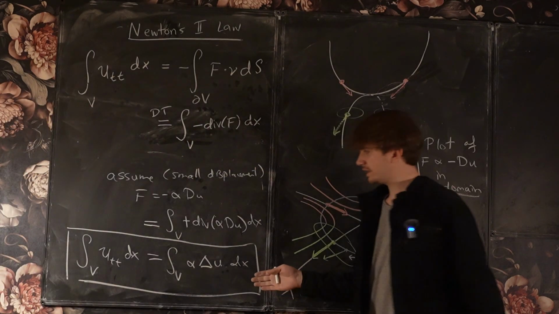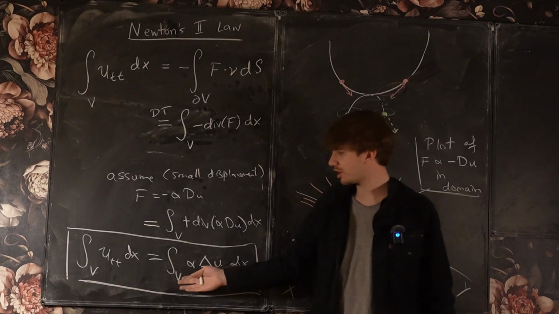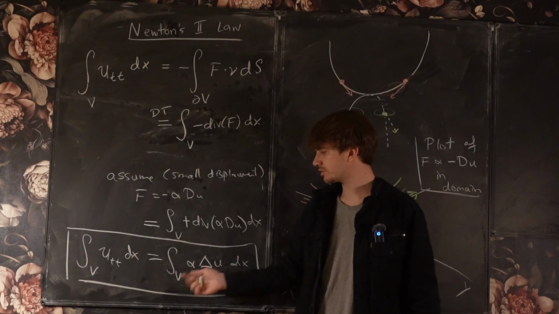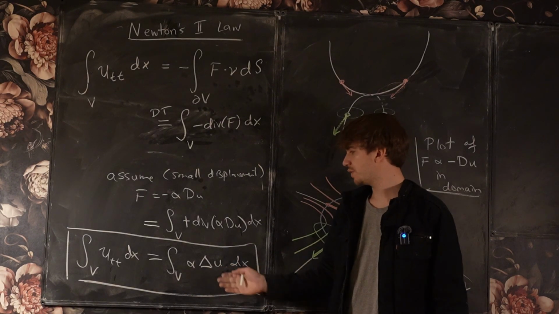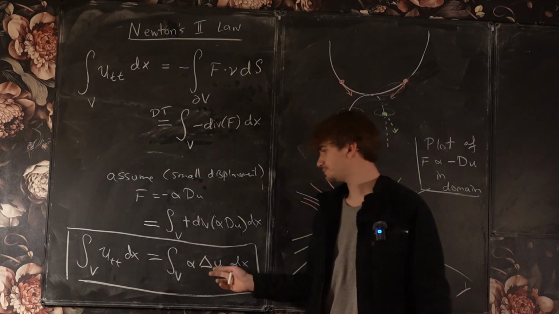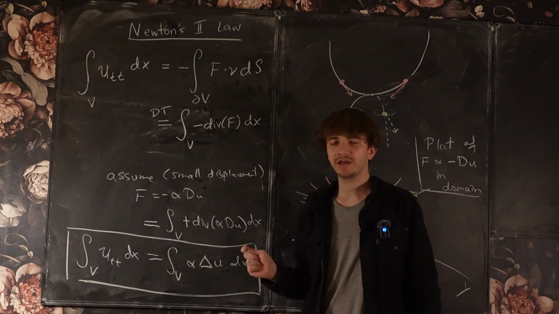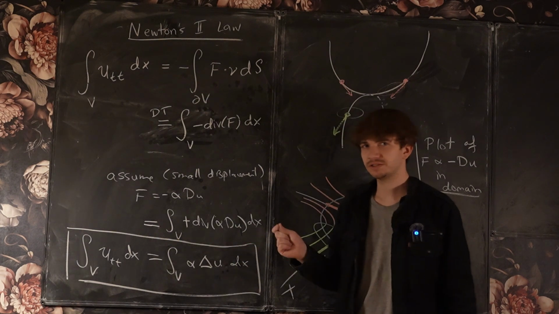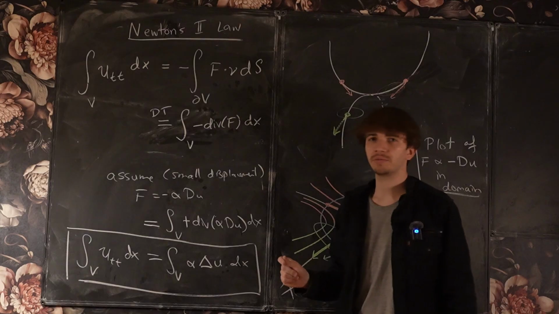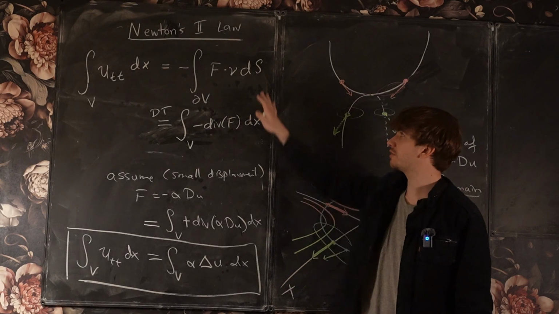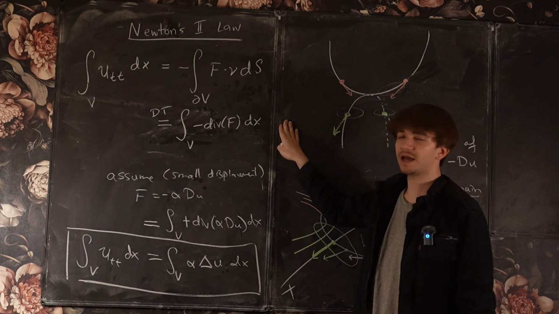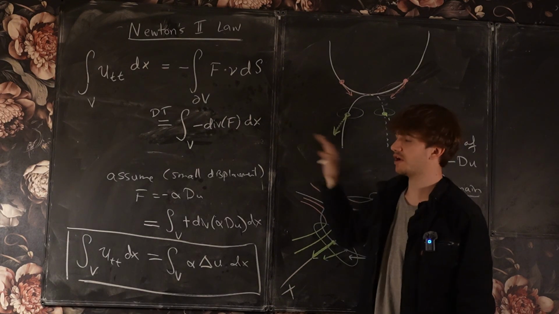And finally, since this holds for an arbitrary subregion V, we can actually equate the integrands here. Okay, and equating the integrands will give us the wave equation, the homogeneous wave equation. As I discussed previously, we can get the non-homogeneous equation by a very similar derivation, just adding a net external force to the right-hand side here. Okay.